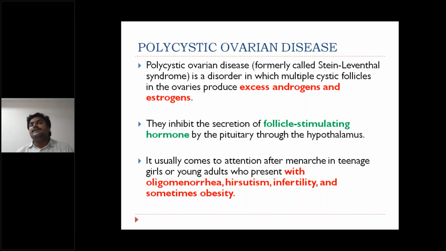Next and most important thing is polycystic ovarian disease. This is one of the leading causes of primary infertility. It is also called Stein-Leventhal syndrome. It's a disorder in which multiple cystic follicles in the ovaries produce excess androgens and estrogens.